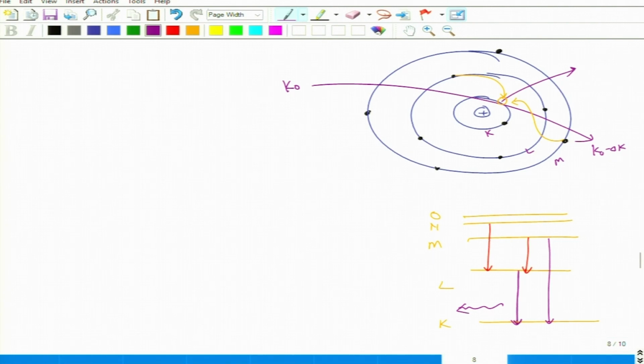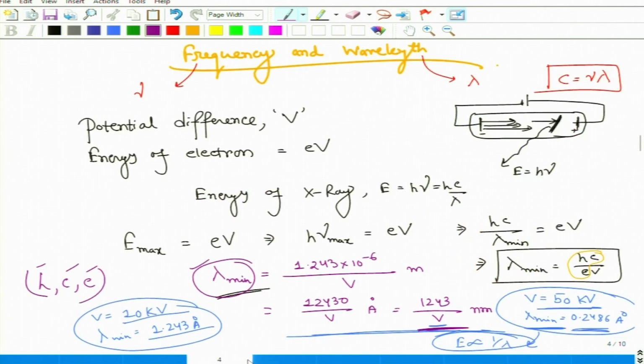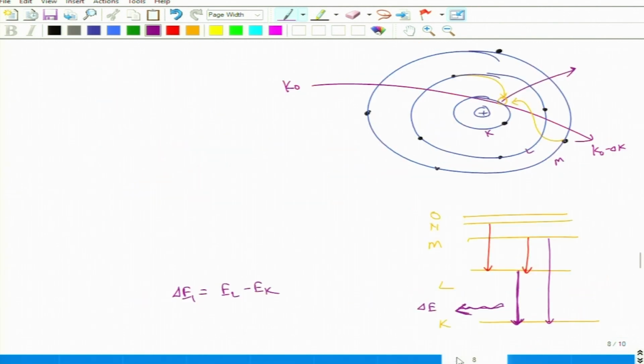And this X-ray has some energy. That energy should be equal to... sorry, what will be the energy? EL minus EK. This will be E1. There may be EM minus EK. Let me draw it, not here.